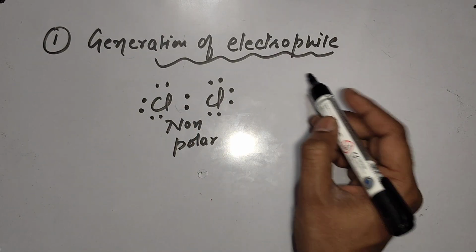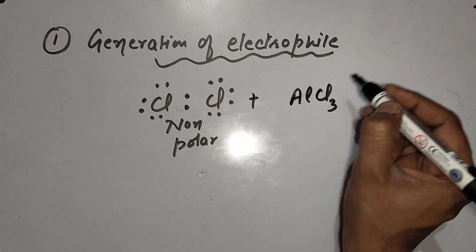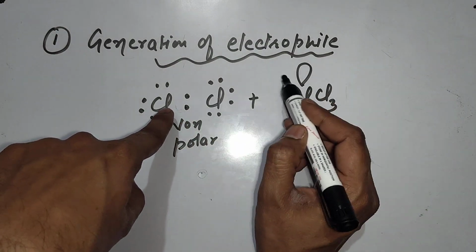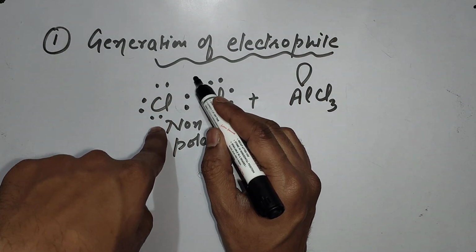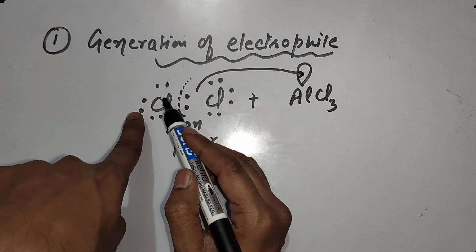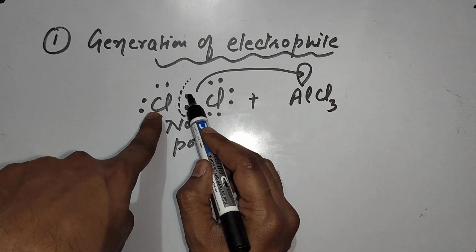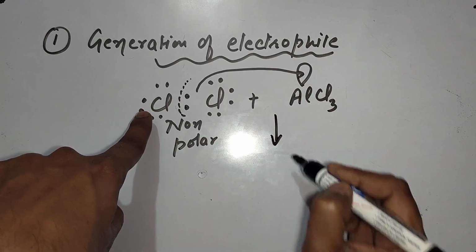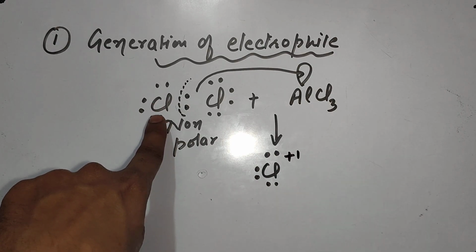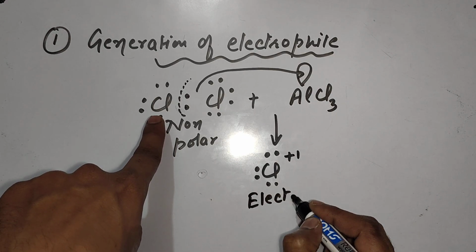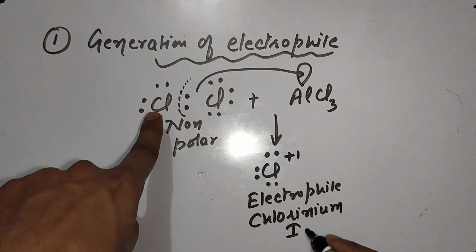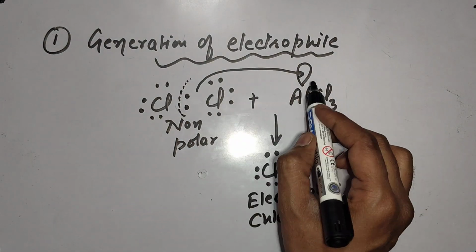So first, its polarization is important. For polarization, we are using Lewis acids, in which the central atom has a vacant orbital. Now we know this vacant orbital can attract a pair of electrons. So out of these chlorines, one chlorine will start making a bond with aluminium, and automatically the other chlorine will lose its electron, so it will become positively charged. Means after this attack, separation of chlorine will happen. The left hand chlorine will become a +1 charged particle, the electrophile, chlorinium ion, and the other Cl will make a dative bond with aluminium.